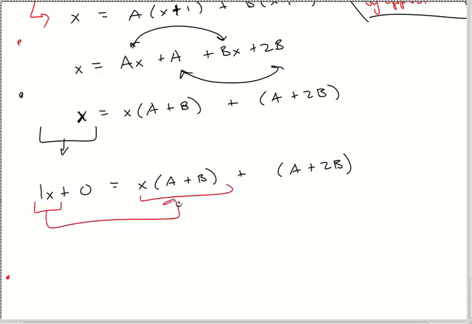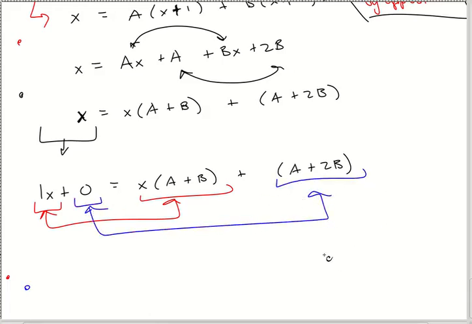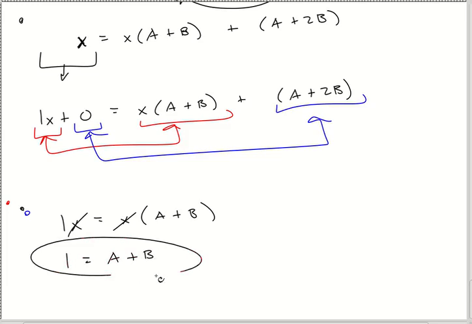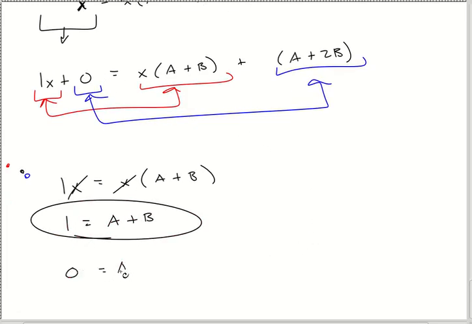Notice that these guys here are in the same family. They're both x's, while these guys here are actually in the same family as well. They're both constants. It's kind of a weird thing. I'm saying that 1x is equal to x times this, a plus b. Now you can cancel those x's. I got 1 is equal to a plus b. Hang on to that for a second. Let's look at the other one. I got now 0 is equal to a plus 2b.